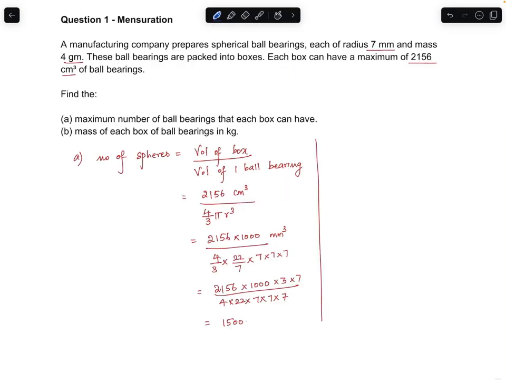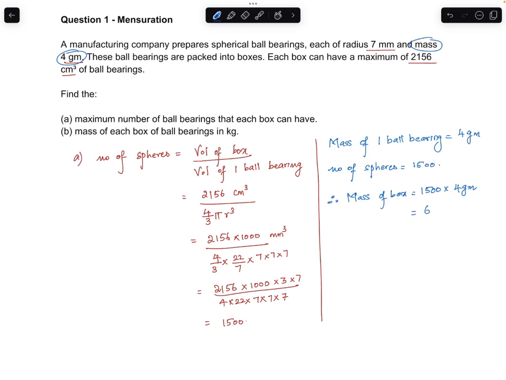Subdivision B, mass of each box of ball bearing in kg. The mass of one ball bearing has been given, which is 4 gram, and the number of spheres that can be kept inside the box is 1500. Therefore, mass of box is 1500 times 4 gram, which is 6000. On converting this to kg, 1 gram is equal to 1 upon 1000 kg. So we get 6 kg.